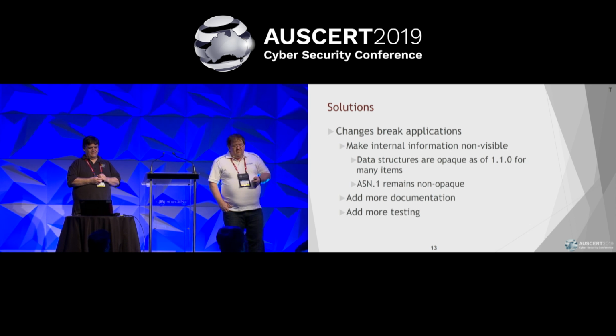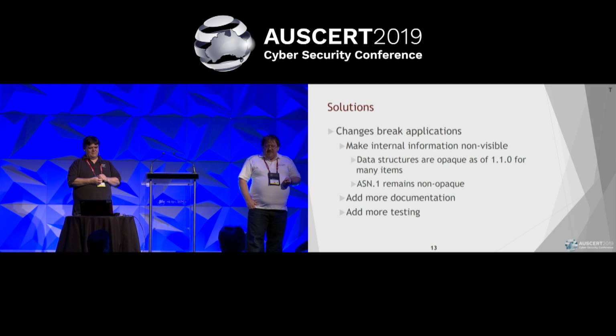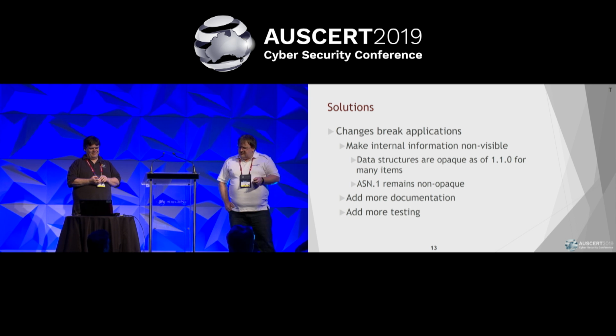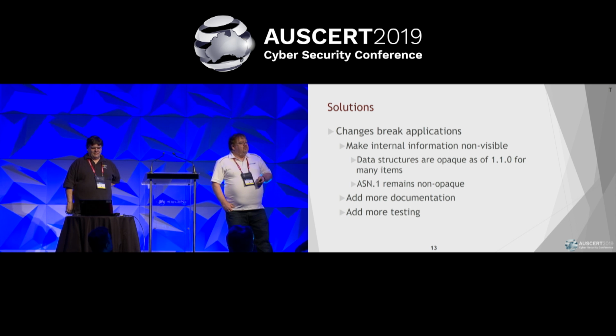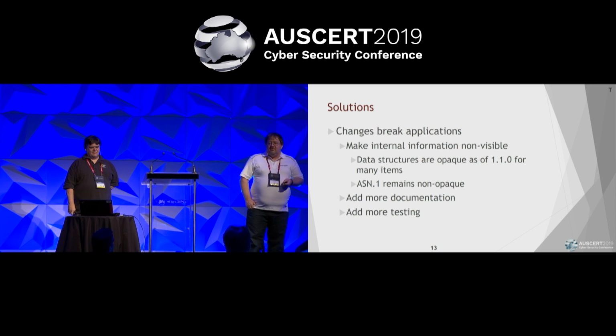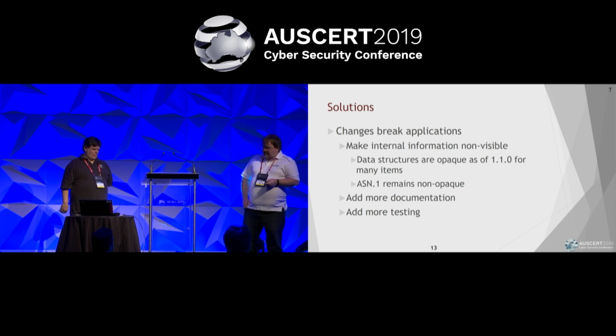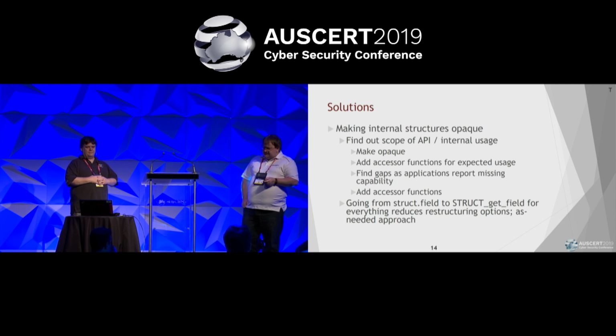So, in essence, by making everything opaque, and there's one exception to that, the ASN1 handling routines remain non-opaque simply because it was too big a chunk of code to tackle, and adding more documentation and improving the testing, we should be able to get to the state where we make different mistakes in the future. So the definition of stupidity, keep doing the same thing expecting a different result. Well, we want a different result. We want less pain in the user base of OpenSSL. So we're trying to tackle things in a slightly different manner going forward.